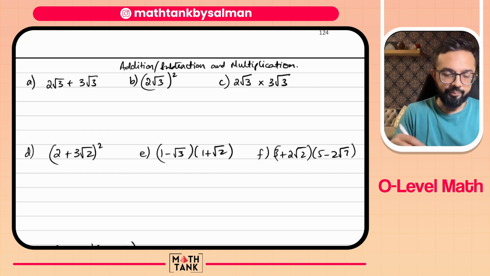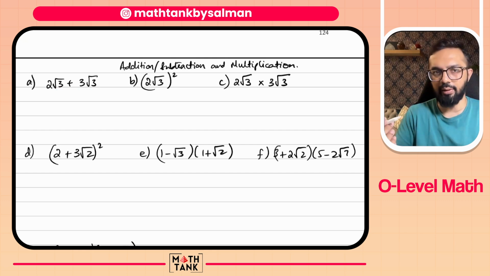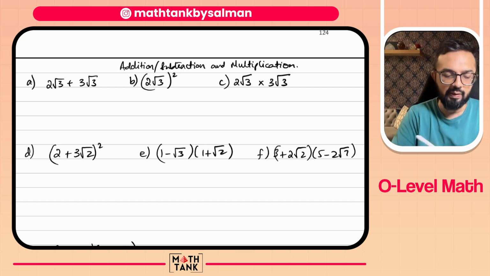Okay, so the simple idea is that when you have two sets that look the same, so root 3 and root 3, they basically add up like algebra. So if you had 2x plus 3x, you would say that it's a total of 5x. So that's what we have here as well. It's simply going to become 5 root 3.